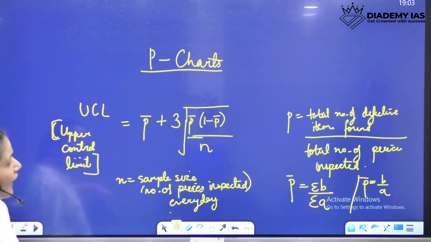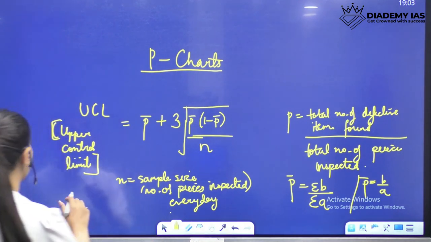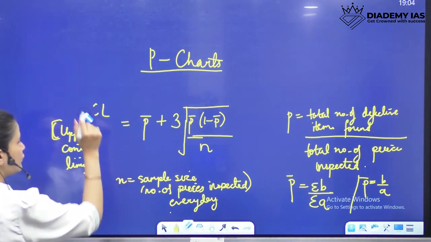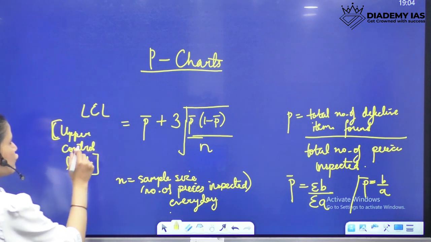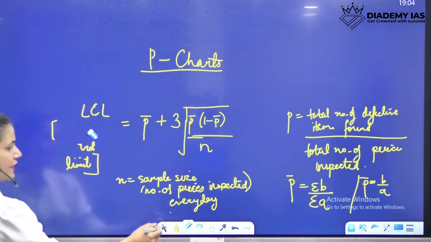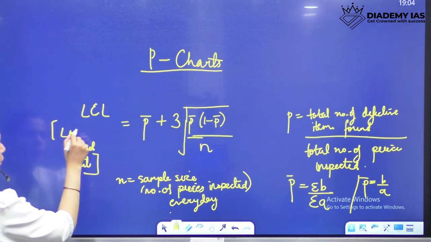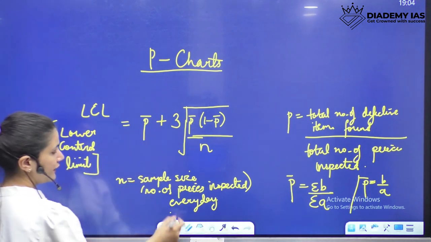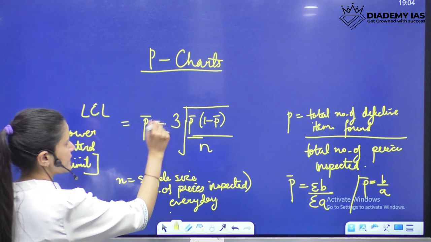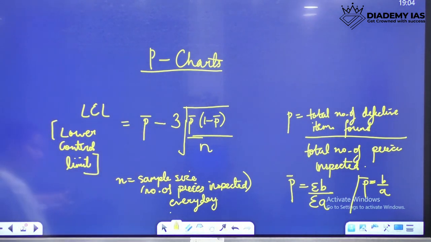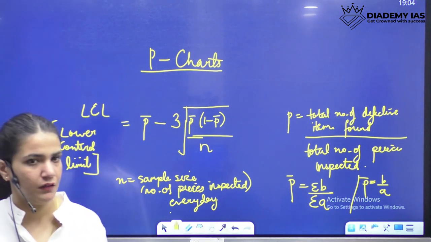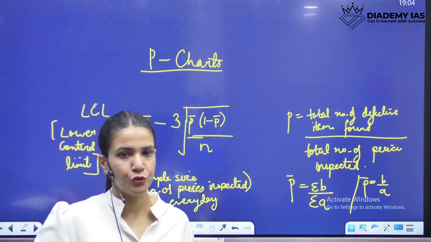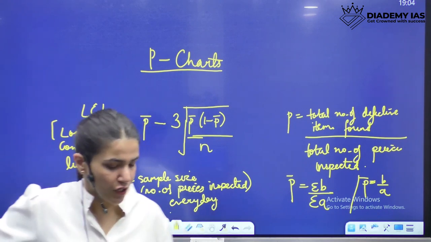Let's go back to the formula. If you now want to calculate the LCL, or the lower control limit, everything is going to be the same, nothing is going to change, only in this particular aspect this plus is changed to a minus sign. Just make sure that you know these formulas clearly and learn them by heart, because they are very important in the numerical that we are going to solve together today. Let's move on to the question.